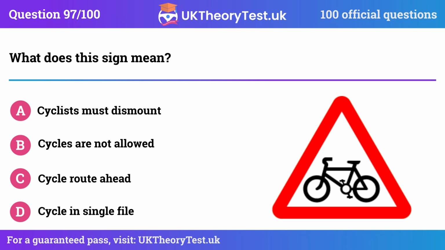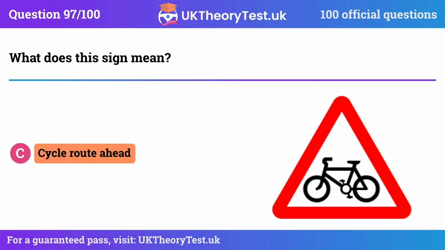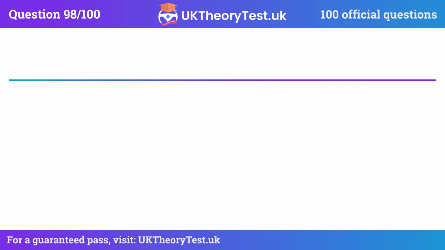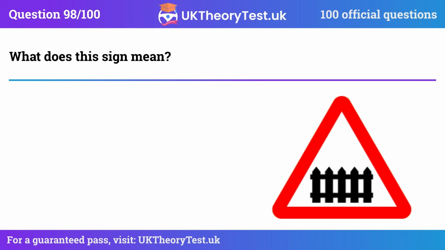The correct answer is C. Cycle route ahead. Explanation. Where there's a cycle route ahead, a sign will show a bicycle in a red warning triangle. Watch out for children on bicycles and cyclists rejoining the main road. Question 98. What does this sign mean?